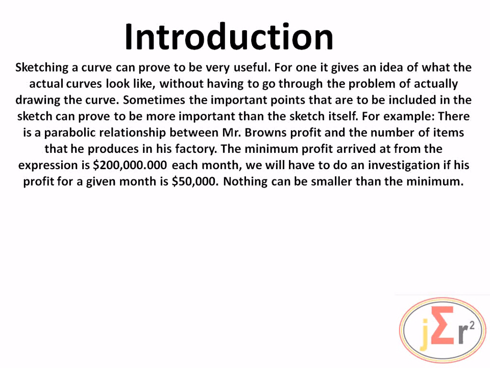For example, there's a parabolic relationship between Mr. Brown's profit and the number of items that he produces in his factory. The minimum profit arrived at from the expression is $200,000 each month. We will have to do an investigation if his profit for a given month is $50,000. Nothing can be smaller than the minimum, so the investigation will definitely have to take place.